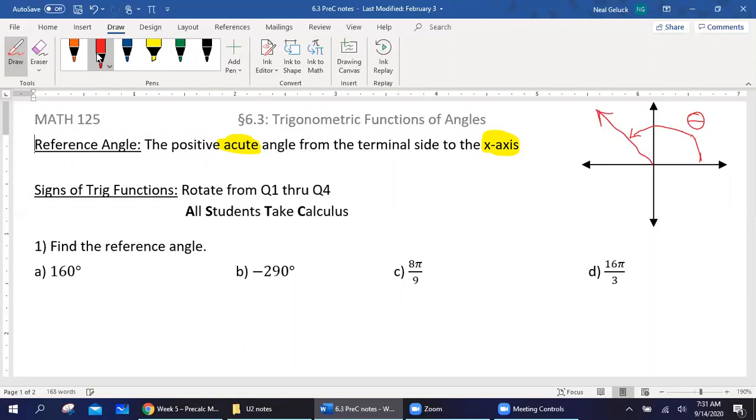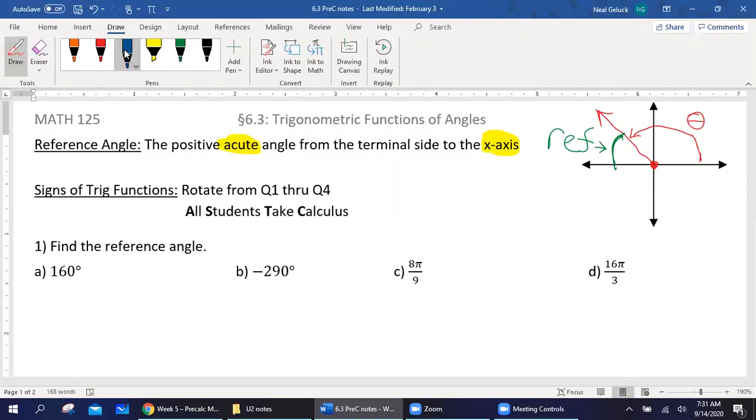So that was my spinner rotating to there. That was it stopping. That's its terminal side. The reference angle would then be this angle to the x-axis. That's your reference angle. So it's always to the x-axis, and it's going to be that little less than 90 angle.